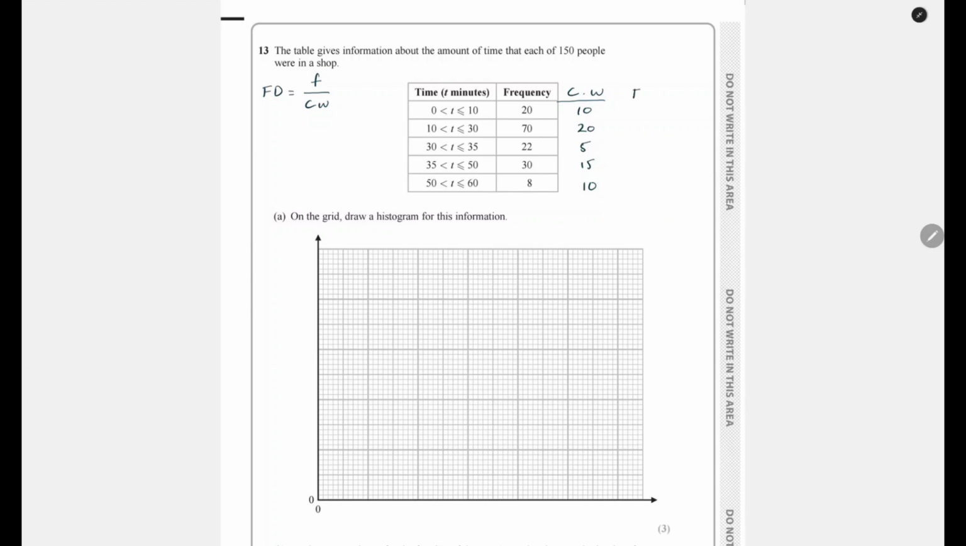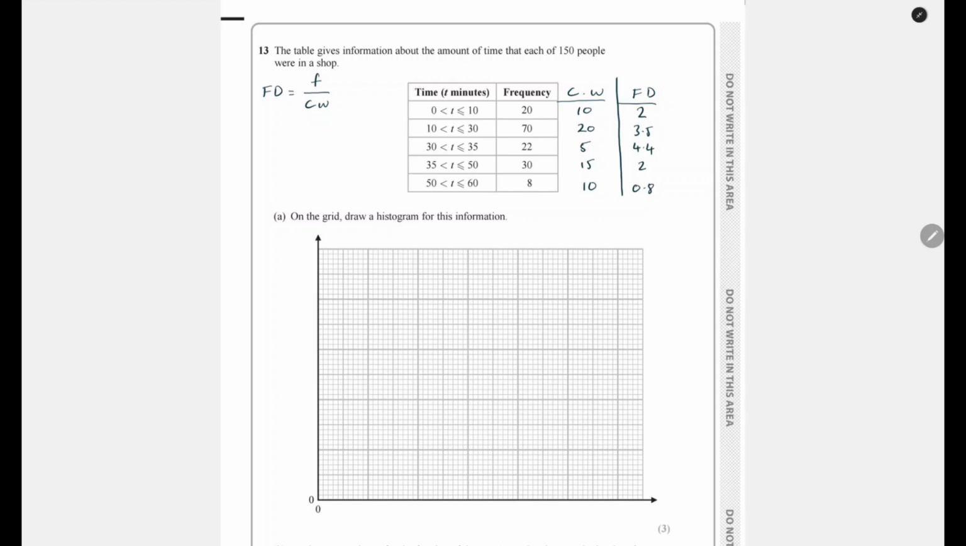And therefore the frequency density is just the frequency divided by the class width. So 20 divided by 10 gives us 2. 70 divided by 20 is 3.5. 22 divided by 5 is 4.4. 30 divided by 15 is 2. And 8 divided by 10 is 0.8. Now we just need to plot it.